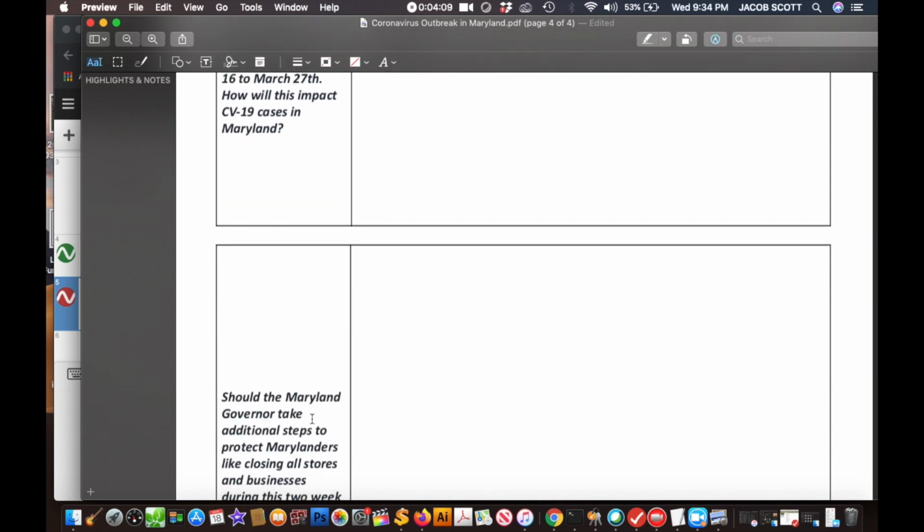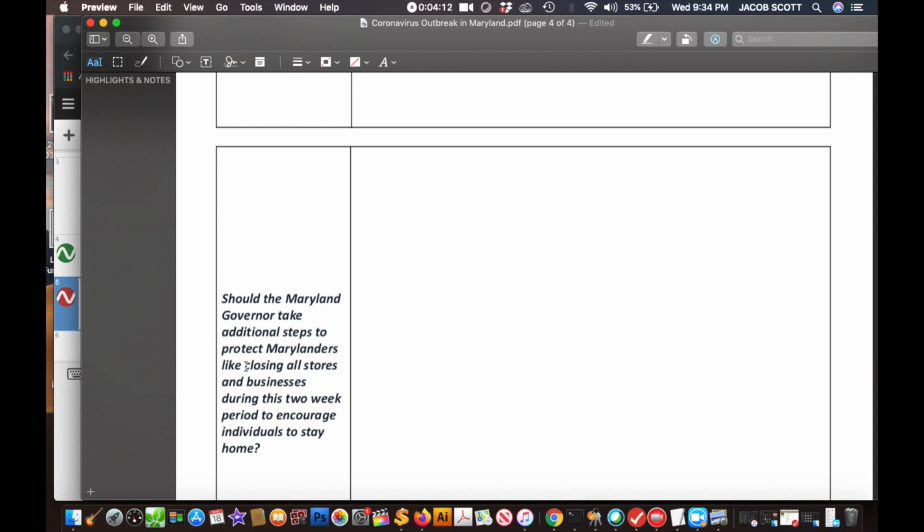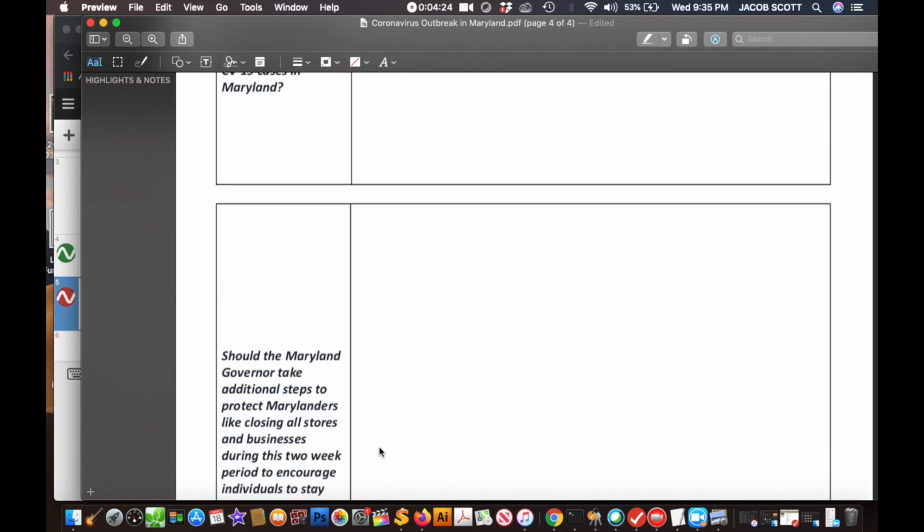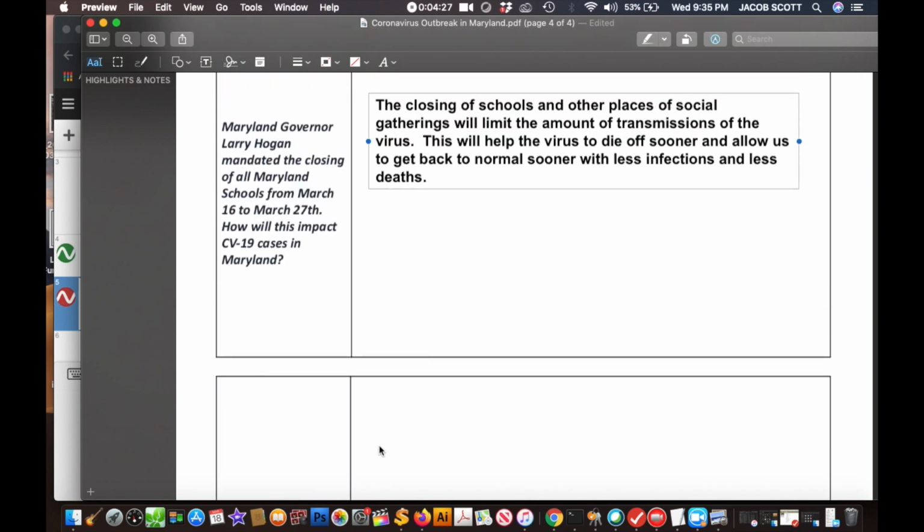Should the Maryland governor take additional steps to protect Marylanders, like closing all stores and businesses during this 2-week period to encourage individuals to stay home? Well, I kind of mentioned, yes, they should take additional steps. At the time when you all received this assignment, they said no gatherings above 500, and some really bogus things, in my opinion. But the reality is that we need to take very drastic measures from the very beginning and all at once.